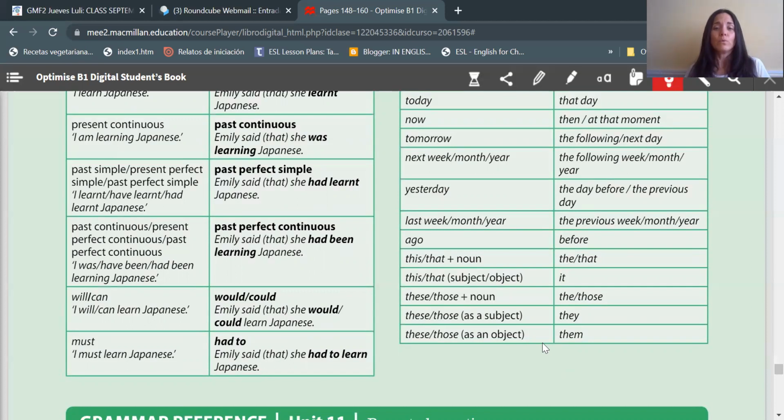The same will happen when we have these or those as an object. Object is after the verb. So if you say, I'm going to buy these, if you're referring to the shoes, I'm going to buy these. So Luli said she was going to buy them. All right, because the pronouns it, they, or them are neutral. Yeah, they do not show that distance.